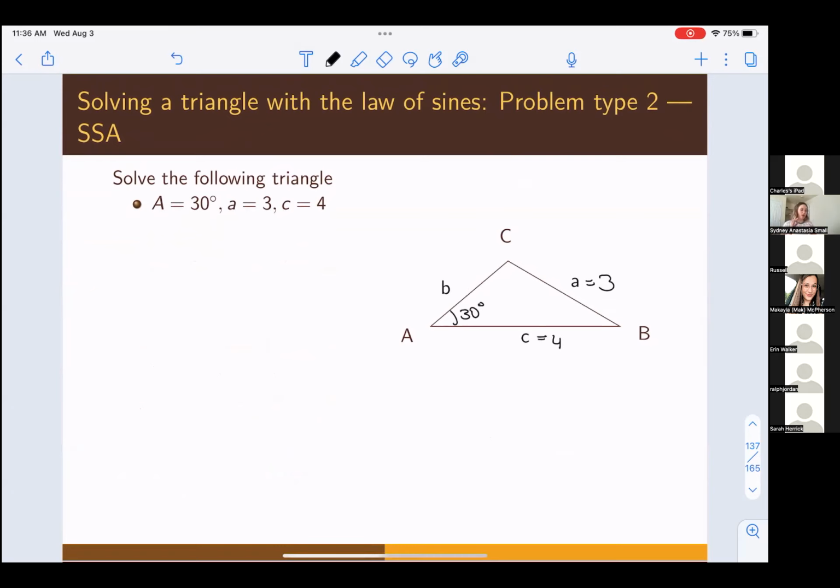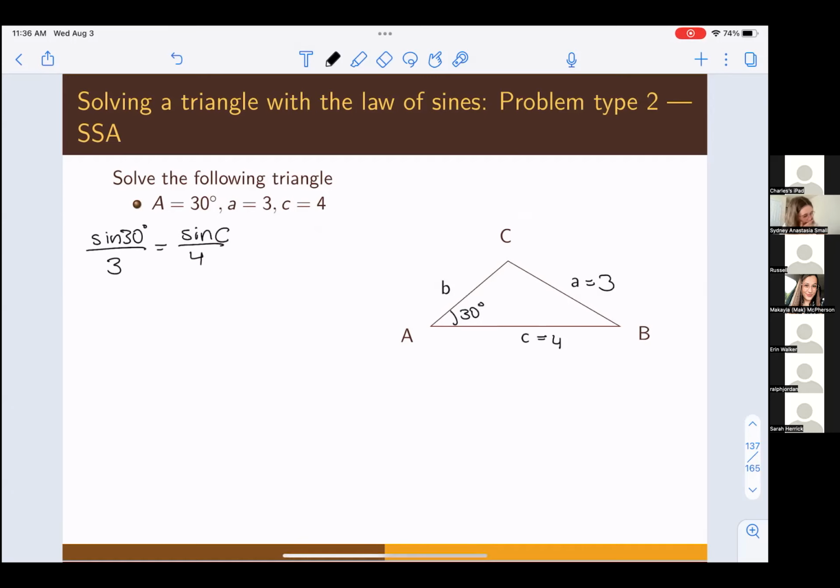Cool. Again, I get to use the law of sines. I know an angle and I know the side length opposite that angle, so I can use the law of sines to start here. Because my opposite angle-side pair is A and side A, I'm going to use the sine of 30 degrees over 3 is equal to, I know side C, so I want to find angle C.